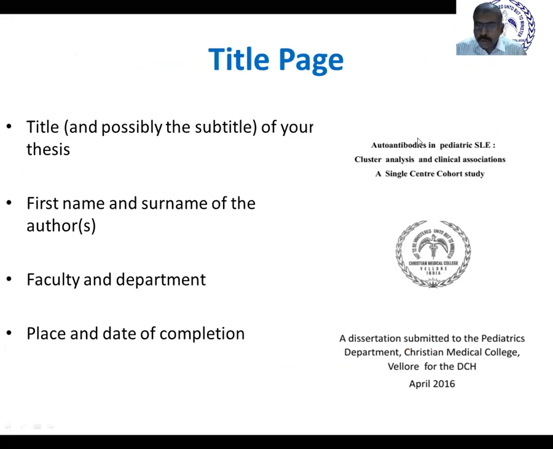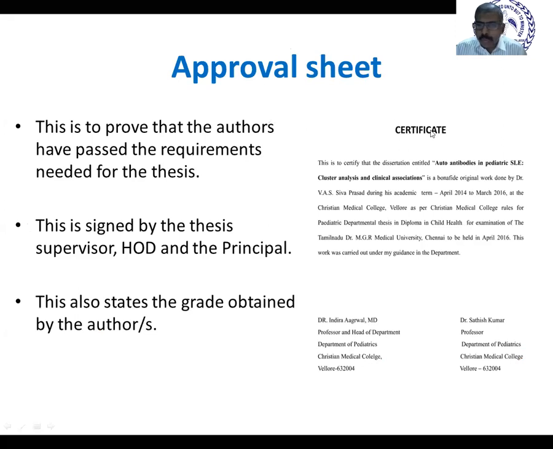So I'm just going to show you an example from one of my PGs who did a thesis on autoantibodies in pediatric SLE. Here on the first page, you should put the title, where it was done, the faculty and the department, and the place and date of completion. The second thing is your approval sheet, that is your certificate. The certificate should be signed by your supervisor or guide, your HOD, and your principal. All three people have to sign this. This is a typical format you have to follow.